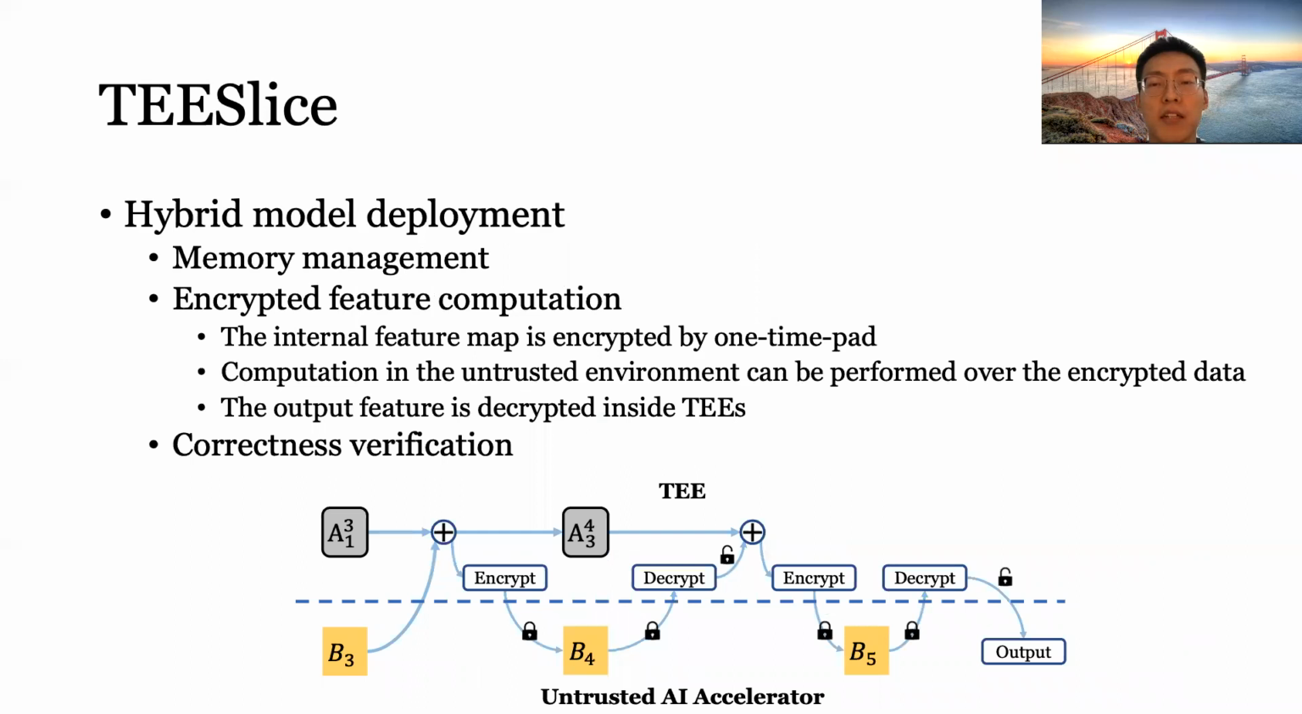To solve the first challenge, we implement a memory manager that actively switches memory chunks into and out of the TEE. Thus, the overhead of CPU mode change is reduced. For the second challenge, all the feature communications are encrypted. The feature map is encrypted by one-time pad inside the TEE. The computation in the untrusted environment is performed over the encrypted data, and the output feature is decrypted in the TEE. The correctness of computation is verified by the Freivalds algorithm.